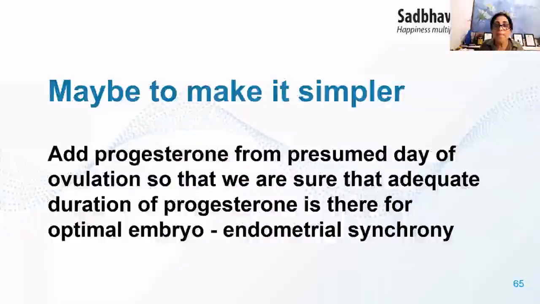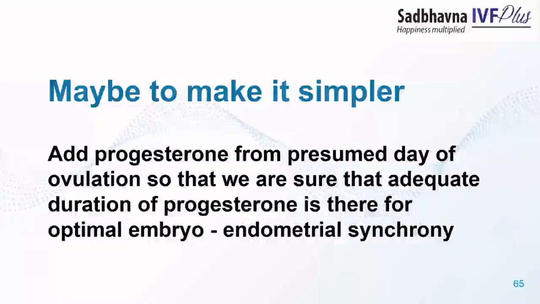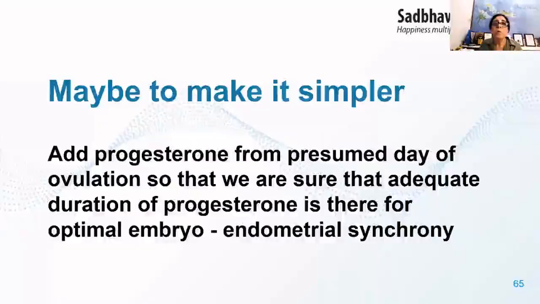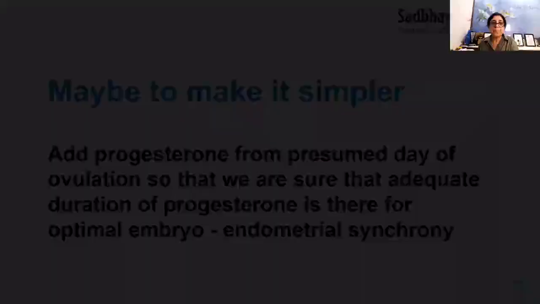So to make these two cycles, natural cycle and modified natural cycle, simpler would be adding progesterone from the presumed day of ovulation, so that you are sure that an adequate duration of progesterone is there for optimal embryo endometrial synchrony. This would cover for those 30% variation of whether ovulation is occurring on time. So you do a natural cycle and then add progesterone from whatever your presumed day of ovulation. If you're giving a trigger, you start it 36 hours later. If you are defining an LH surge, then you start it 24 hours later and then time your transfer.